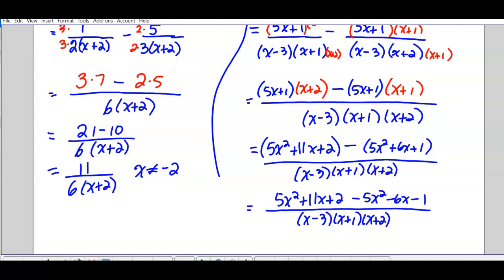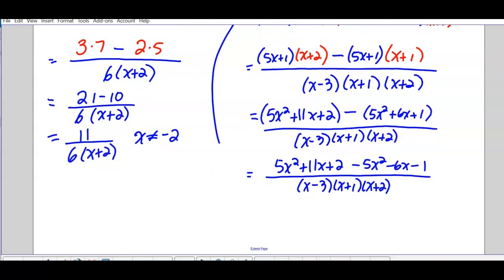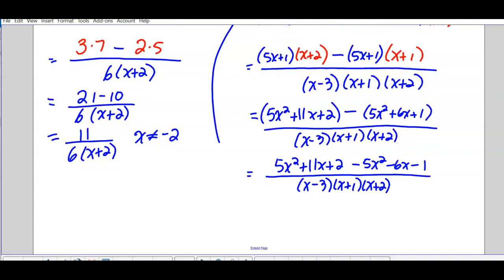And then 5 plus 1 is 6, so the next one's right. And then collect like terms. You'll notice the extra terms go to 0, but there's still other terms. So you end up with 5x plus 1 over x minus 3 times x plus 1 times x plus 2.